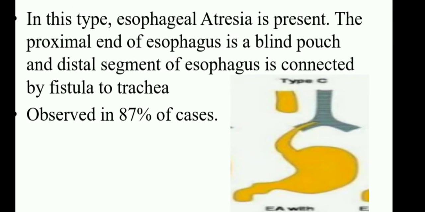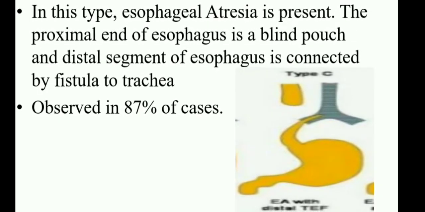in this type 3. I said the upper part is called proximal, the lower part is called distal. In this third type of TEF, the proximal part of the esophagus has atresia and a blind end, and the distal part of the esophagus is connected with the trachea. It has a fistula. Fistula means there is a connection between two organs. Here the distal part is connected with the trachea.